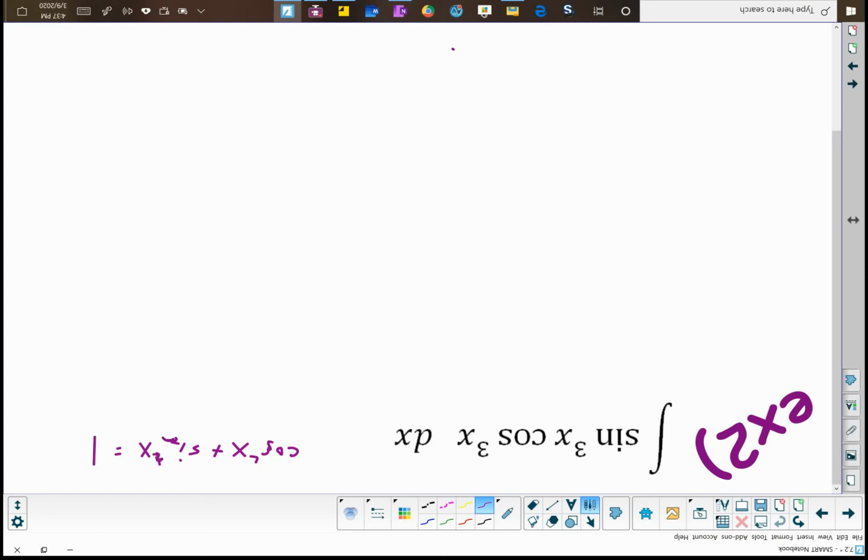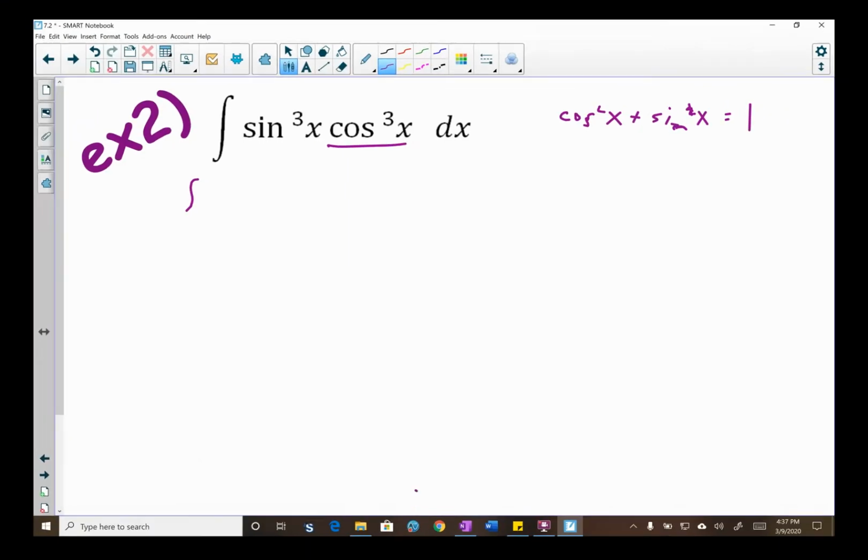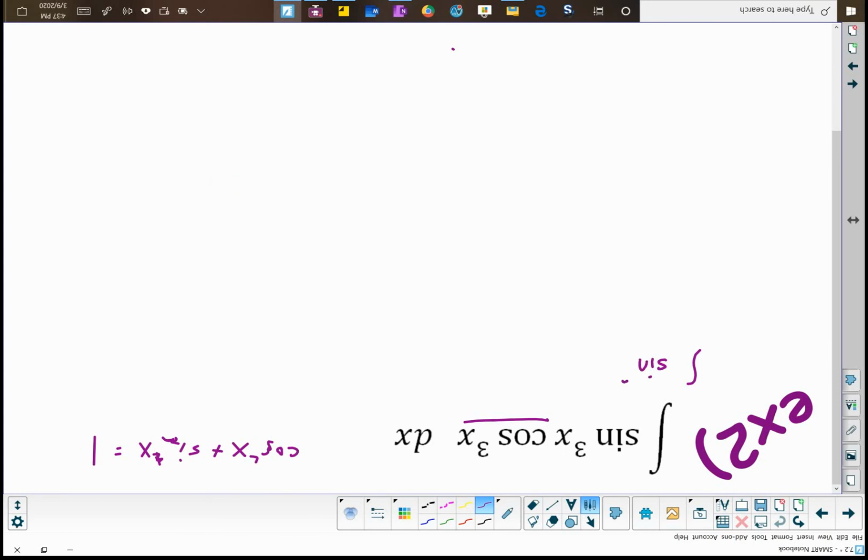Okay. I'm going to use that identity. So what I'm going to do is pick one of them. I'm going to get rid of my cosines, all but one. So I'm going to break this up. Sine cubed x, I'm going to break that up into cosine squared x times cosine x. That just comes from playing around with this a few times.